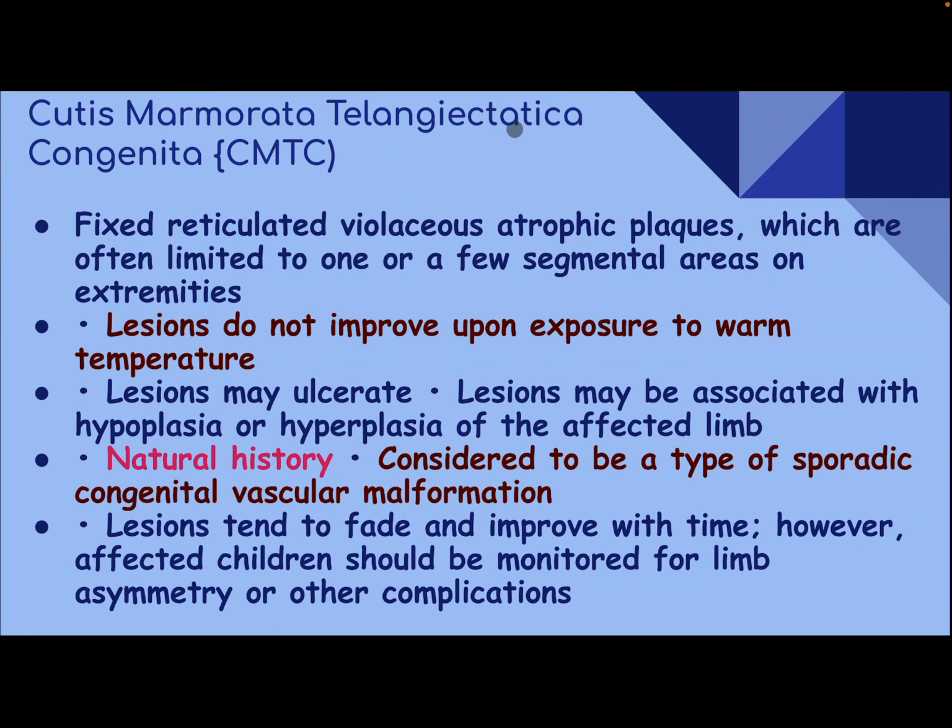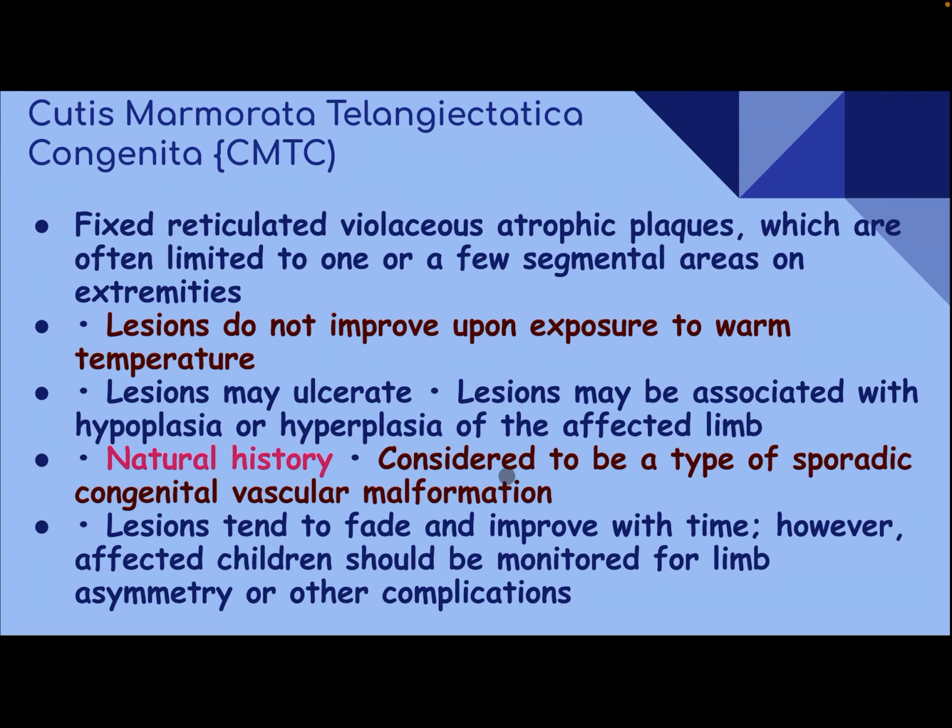Cutis marmorata telangiectatica congenita, CMTC: fixed reticulated vivacious atrophic plaques which are often limited to one or a few segmental areas on the extremities. Lesions do not improve upon exposure to warm temperature. Lesions may ulcerate. Lesions may be associated with hypoplasia or hyperplasia of the affected limb.